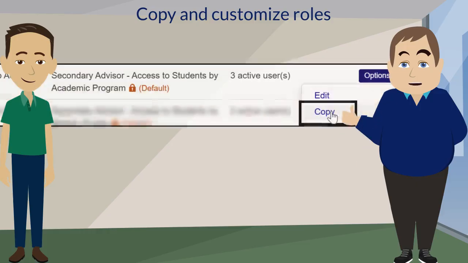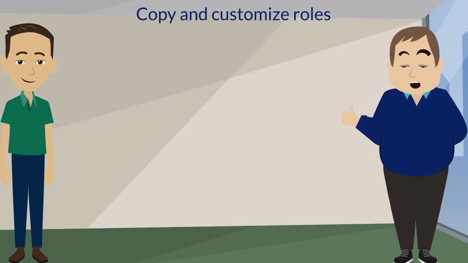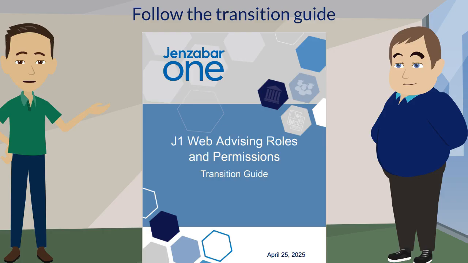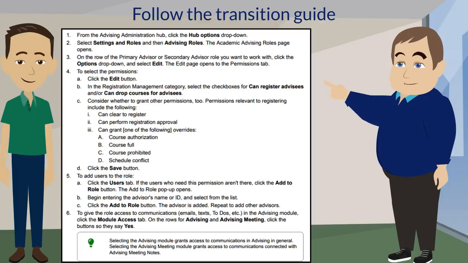Remember to make copies of the default roles and assign users to your copies. That lets you customize the permissions for various kinds of users, and it keeps the default role ready to make new copies. The transition guide walks you through the steps to assigning the roles and setting up the permissions. It guides you through each step of the process.